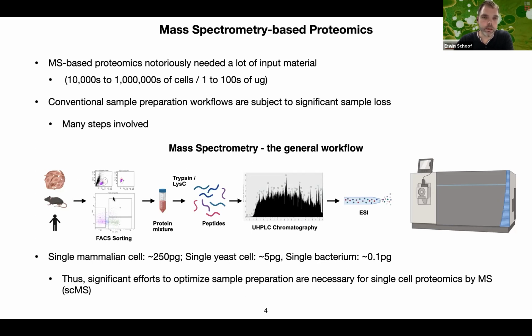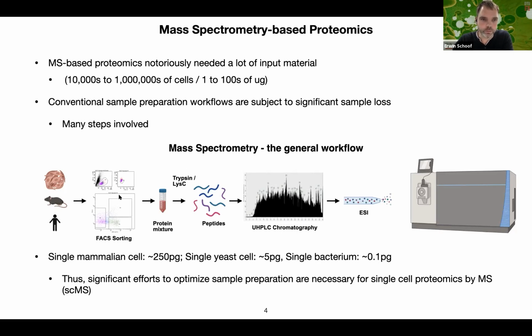Just to give you an idea of the complexity, a single mammalian cell only has about 250 picogram, whereas yeast and bacteria are really pushing the envelope of sensitivity with 5 picogram or even less than a picogram. So I think we are still some time away from being able to do that. But indeed, significant efforts by us and many others have really optimized the sample preparation in order to be able to do single cell proteomics.